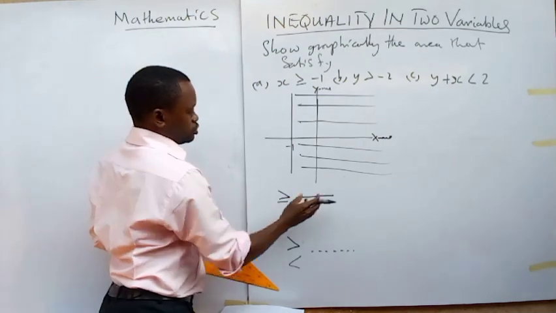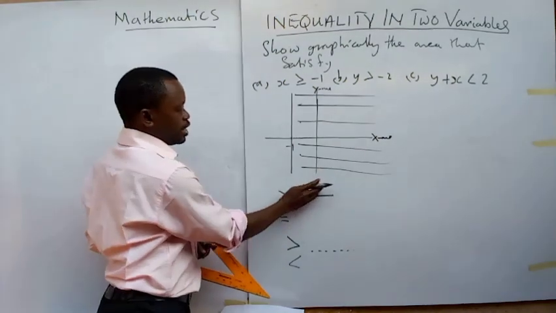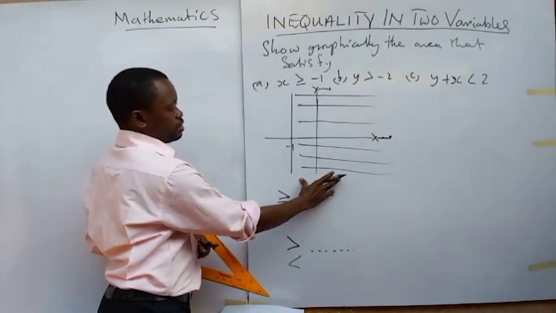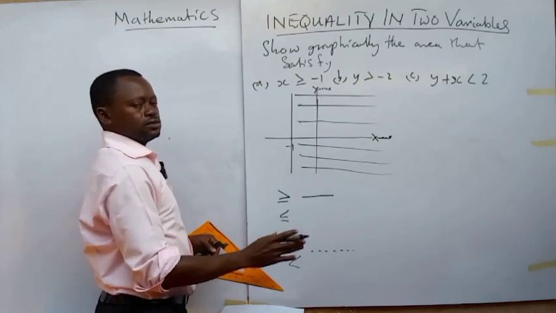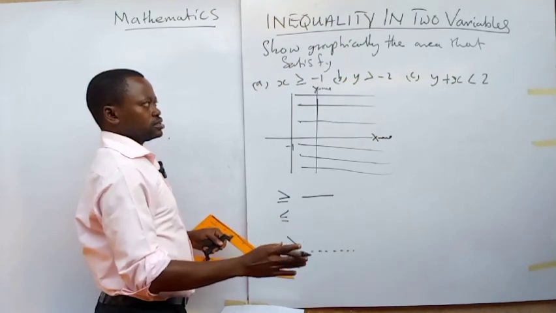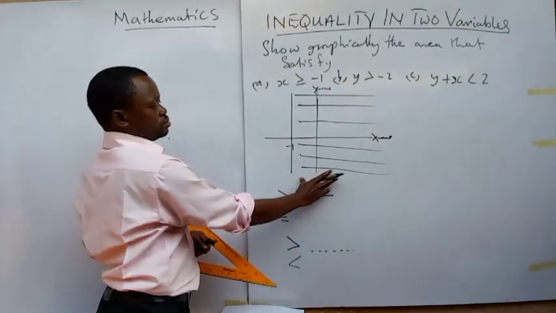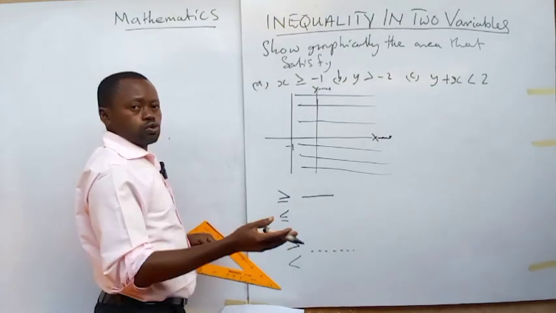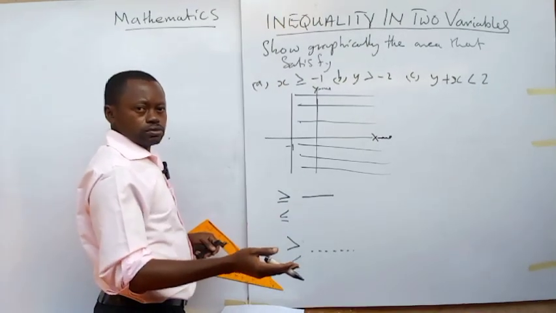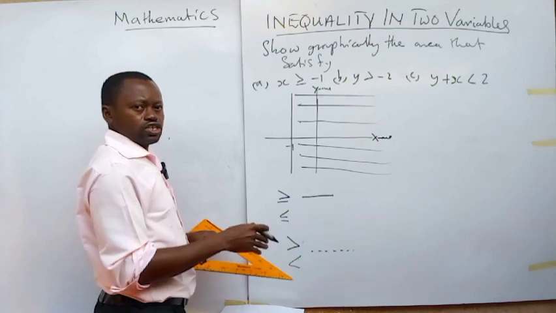The shaded region you can put under your diagram. If they say shade the region that satisfies this inequality, or they may not even say shade, they say show the region. When they say show, you know, they didn't tell you either to shade or not to shade.